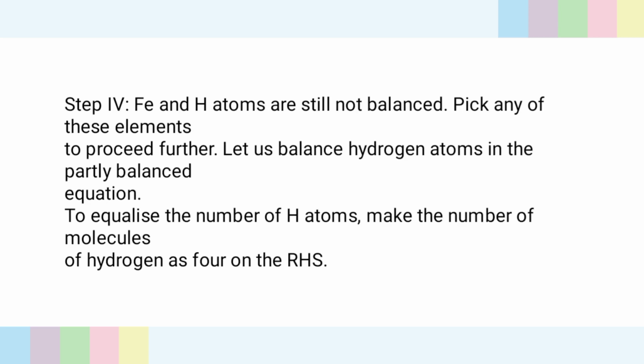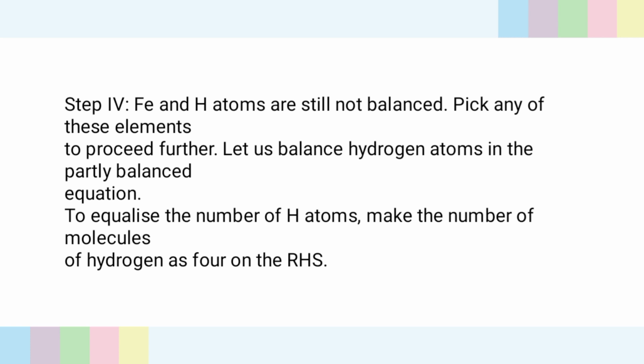So step 4, Fe and H atoms are still not balanced. Now when you multiplied that with 4, the number of hydrogens also got increased, and we have not balanced the Fe. Pick any of these elements to proceed further. Let us balance hydrogen atoms in the partly balanced equation. So let us balance the hydrogen and then we'll go to the Fe.